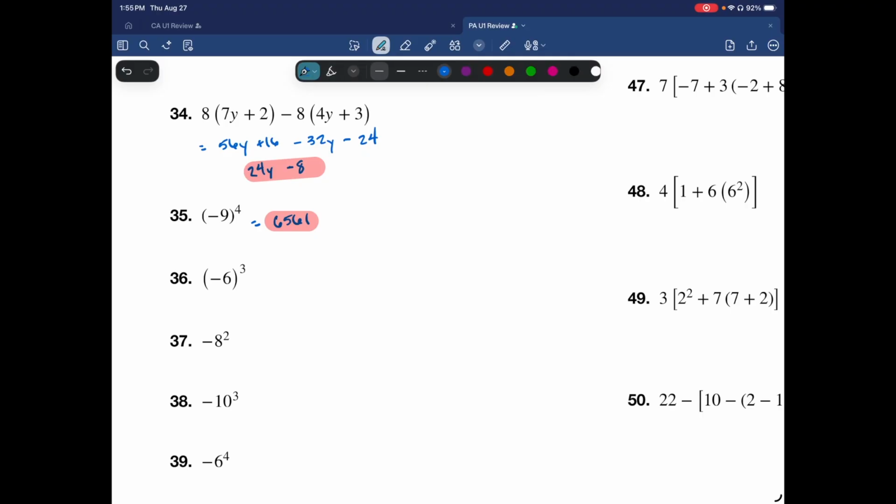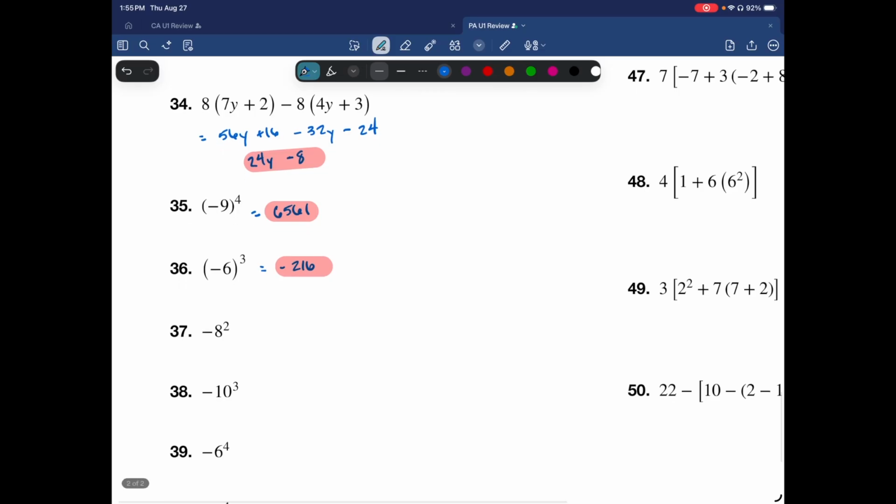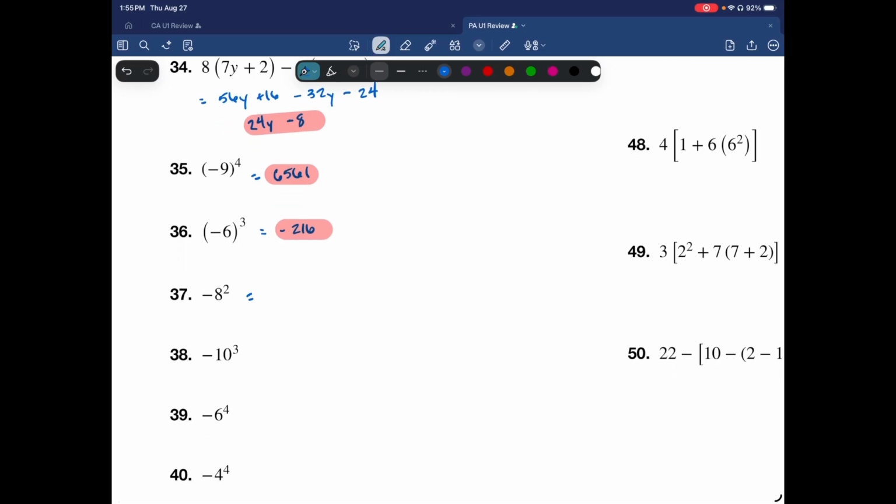On 36, it's an odd power that we're raising it to. So it's going to be a negative 216. Again, your calculator will handle the bigger numbers. I want you to focus on whether or not the sign is included with the exponent, and if it is, is it going to go away or is it going to stick around in your answer? So like on 37, the 8 is squared, the negative is not. So the negative is going to hang out in my answer, and then 8 squared is 64. So I square the 8, but I don't square the negative.